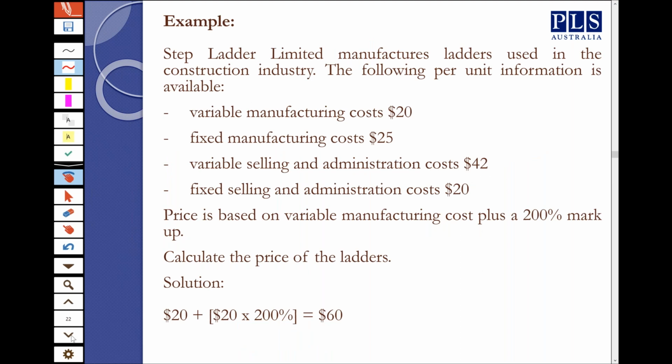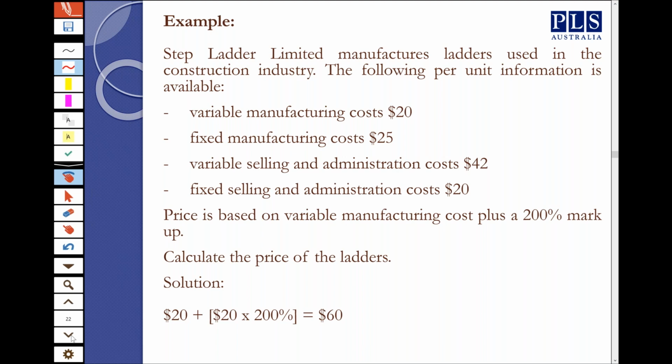Now, if I was to apply that simplistically, I've got Step Ladder Limited, manufacturers of ladders used in the construction industry. Variable manufacturing costs are $20. Fixed manufacturing costs are $25. You have variable selling and administration costs of $42. You have fixed selling and administration costs of $20. Prices are based on variable manufacturing costs plus a 200% markup. Calculate the price of the ladders.